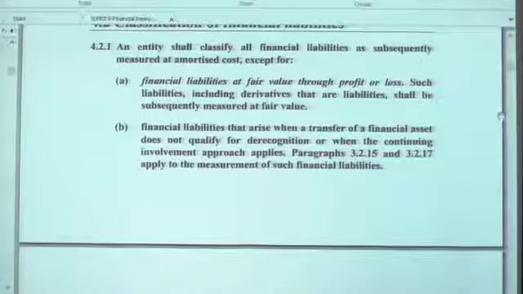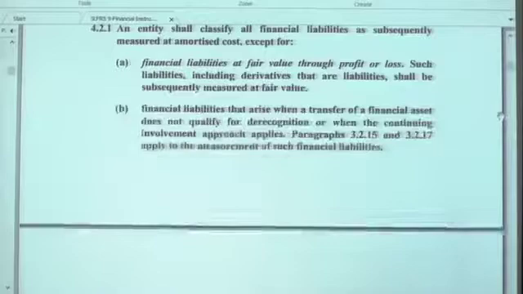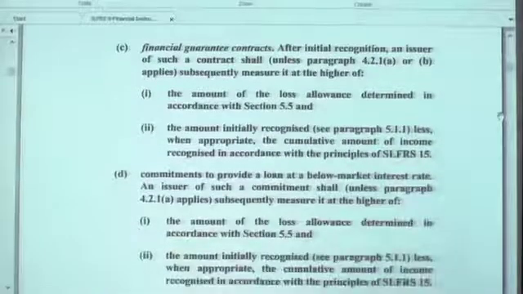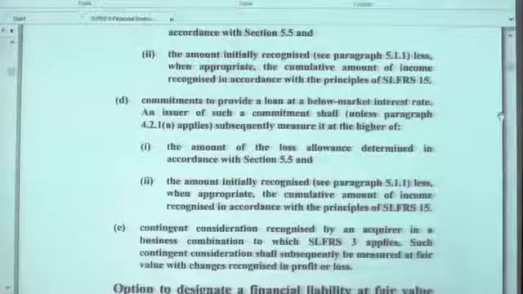What is the first circumstance where you can measure at fair value through P&L? Financial liabilities at fair value through P&L, including derivatives that are liabilities, shall be subsequently measured at fair value. That is derivatives, right? Number 2, financial liabilities that arise when a transfer of a financial asset does not qualify for derecognition or when the continuing involvement approach applies, as explained in 3.2.15 and 3.2.17. Just read it, right? The next circumstance, financial guarantee contracts. D, commitment to provide a loan at a below market interest rate. Why?